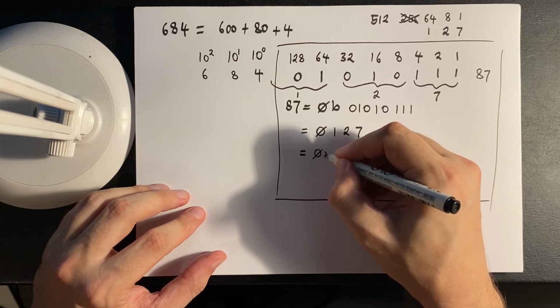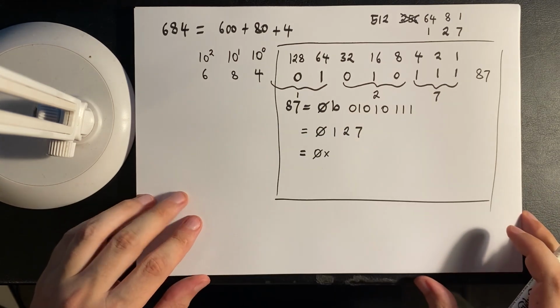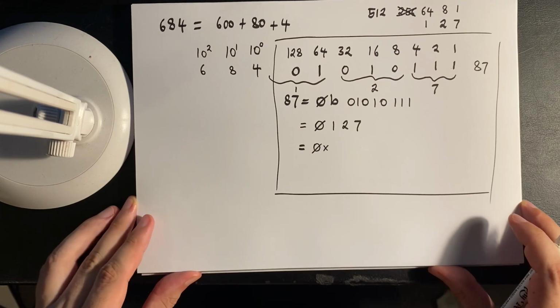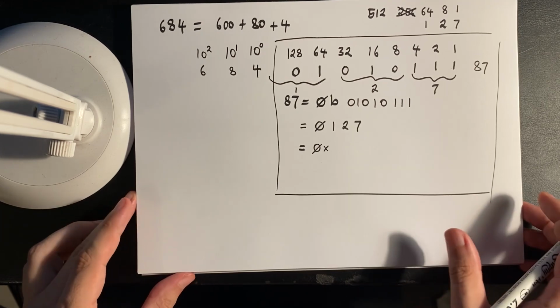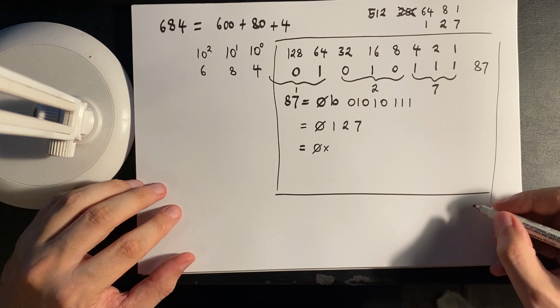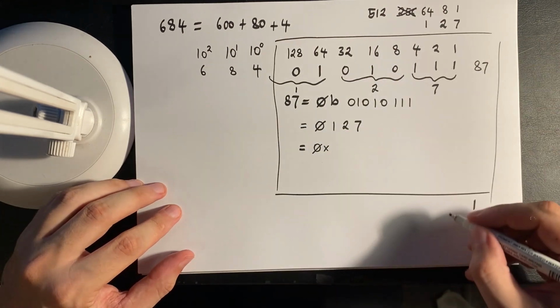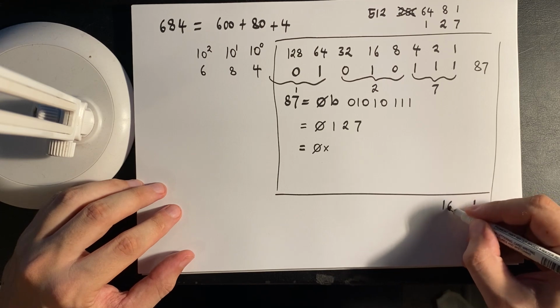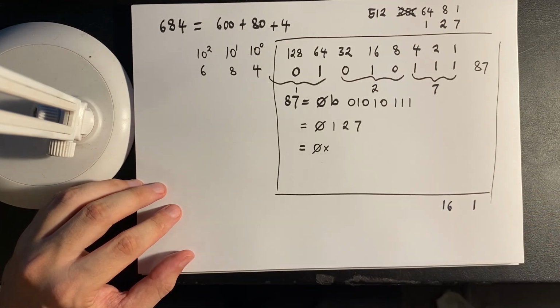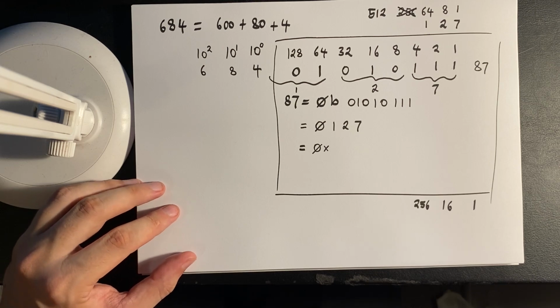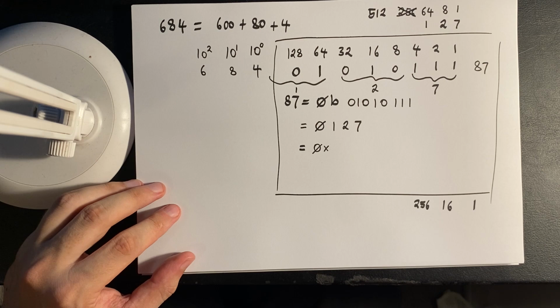On the other hand, if I want to look at hexadecimal, hexadecimal is very interesting as well. It's based around powers of 16. So if I have 16 to the power of 0, that's 1. 16 to the power of 1 is 16. And then 16 times 16 is 256. And that's about as far as we need to go.